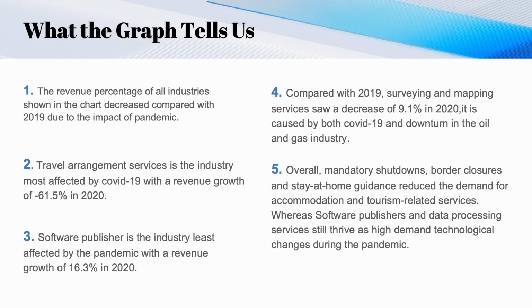Hi, I'm Zoe, and I'm going to talk about what the graph tells us. First, the revenue percentage of all industries shown in the chart decreased compared with 2019 due to the impact of the pandemic. Second, travel arrangement services is the industry most affected by COVID-19 with a revenue growth of negative 61.5% in 2020. Third, software publisher is the industry least affected by the pandemic with a revenue growth of 16.3% in 2020. Compared with 2019, surveying and mapping services saw a decrease of 9.1% in 2020. It is caused by both COVID-19 and the downturn in the oil and gas industry.